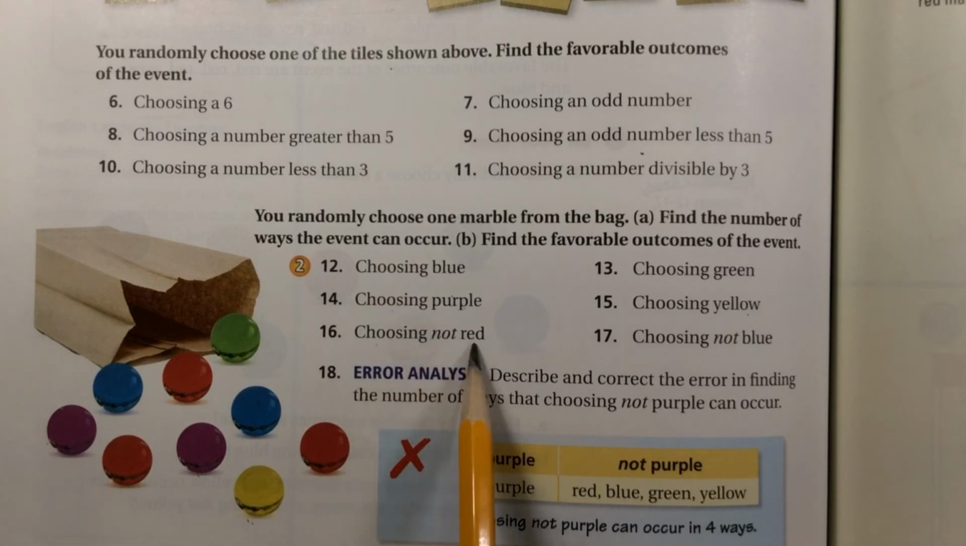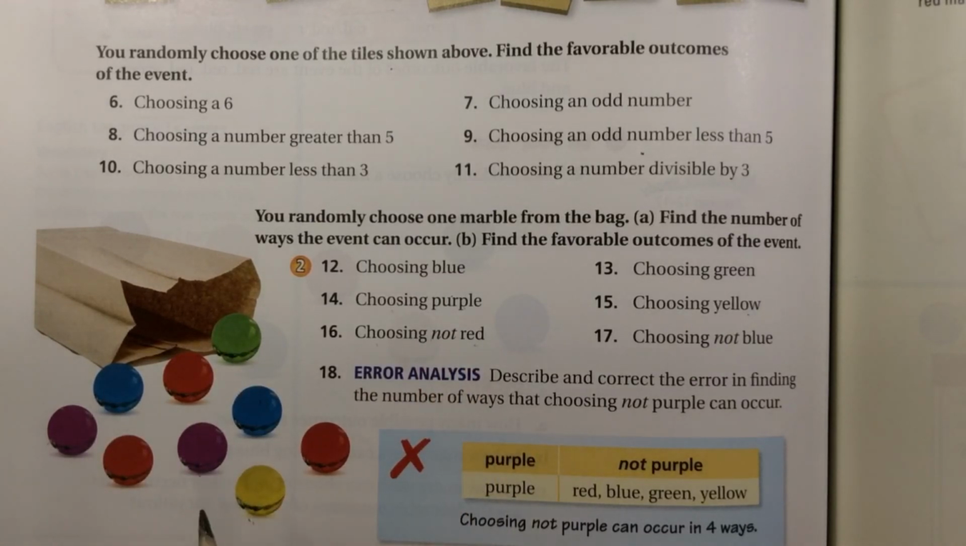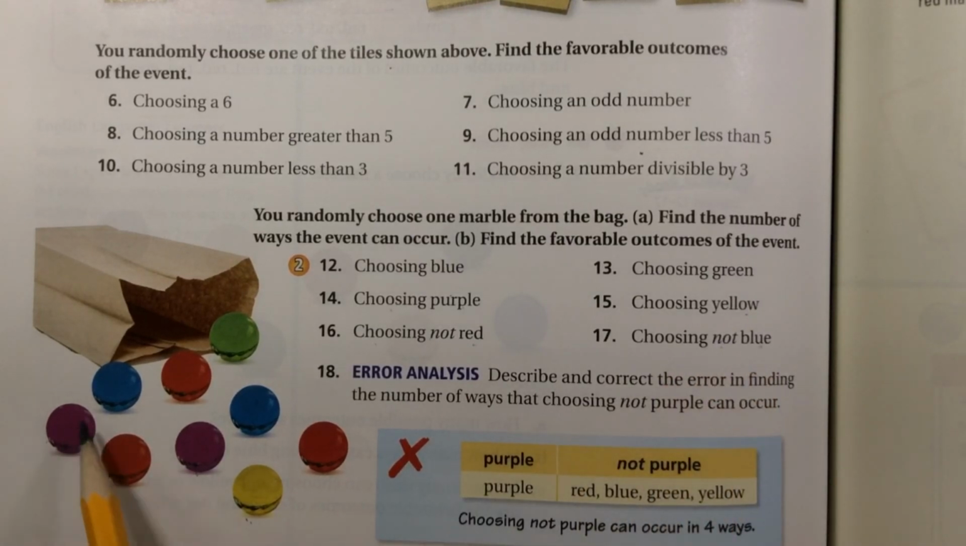Number 16. Choosing not red. 1, 2, 3, 4, 5, 6. And they are purple, blue, green, blue, purple, yellow. Choosing not blue. There are 1, 2, 3, 4, 5, 6, 7. What are they? Purple, red, green, red, purple, yellow, red.